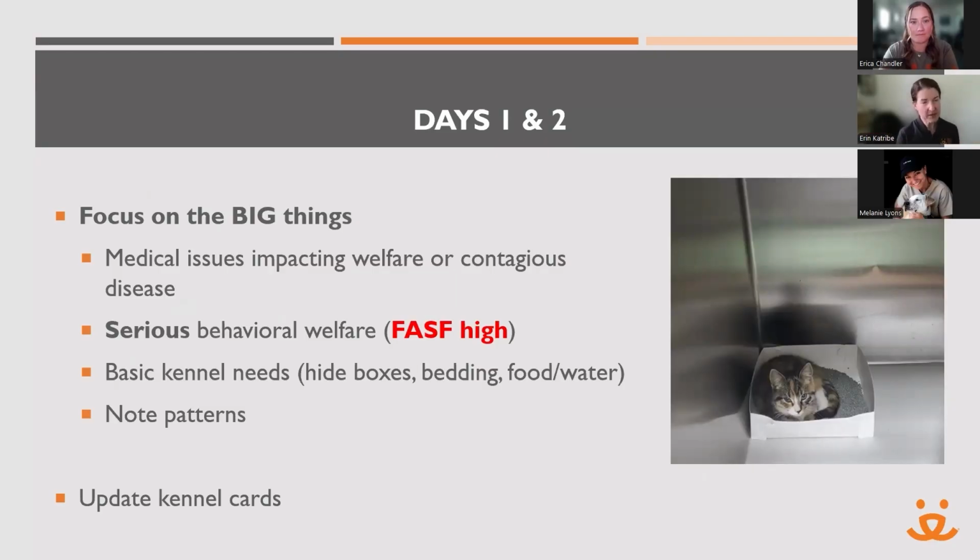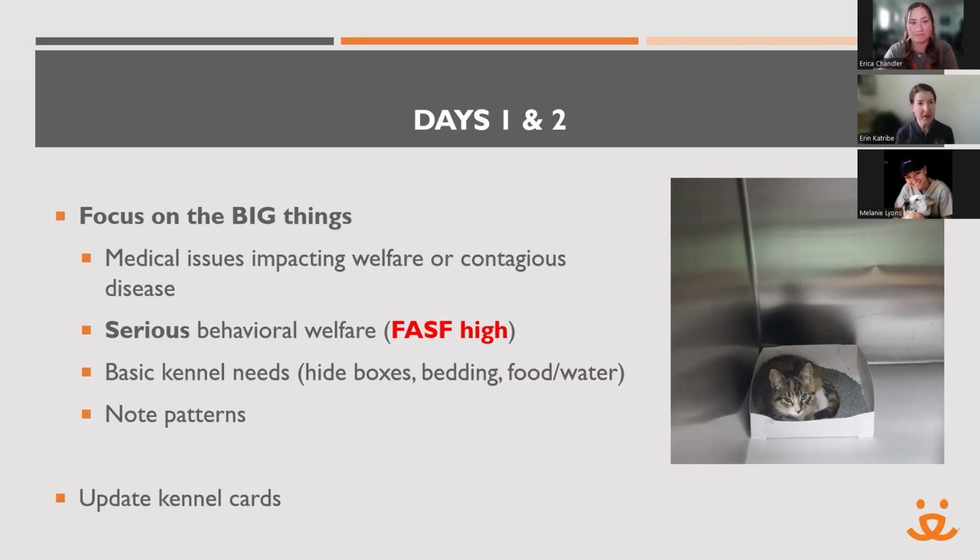Keep your focus on the big things. This is how we keep it quick and we don't get overwhelmed by generating a really long action item list because we're writing down everything. So focus on big medical issues, things that are impacting welfare or contagious disease that's present in general population. High FASF, so serious behavioral welfare issues, basic kennel needs like hide boxes, bedding, food and water.